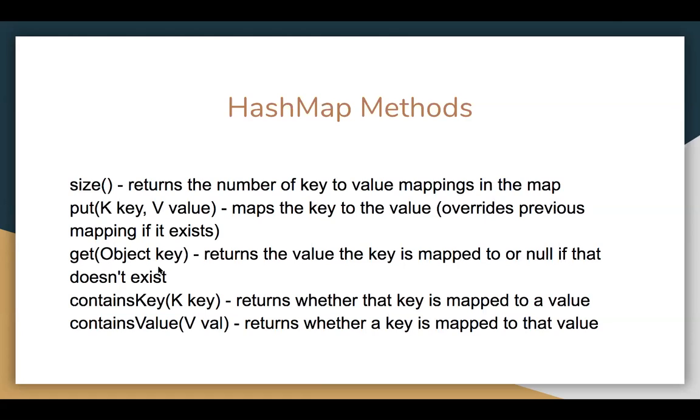So get object key. You're taking a key in here that you want to find. It returns the value the key is mapped to, or null if that doesn't exist. Contains key. You're taking a key, and you're returning whether that key is mapped to a value. Contains value. You're taking a value, and you're returning whether a key is mapped to that value.